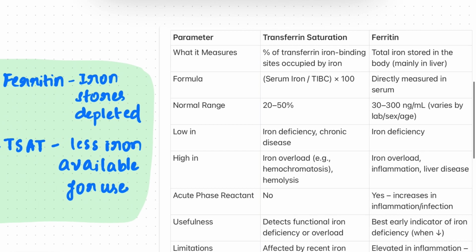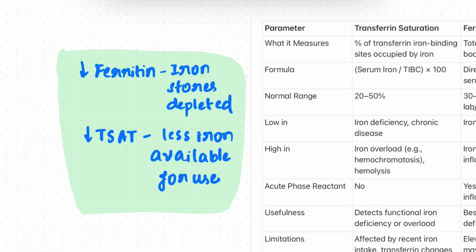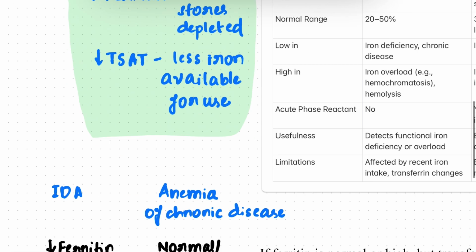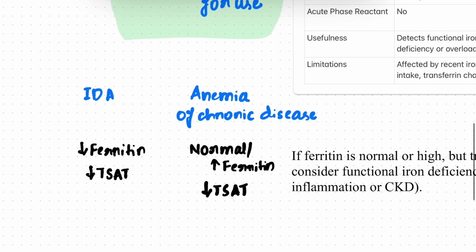So why do we need to know this? Whenever there is a decrease in ferritin, iron stores are depleted in the body. Whenever there is a decrease in transferrin saturation, there is less iron available for use. So transferrin saturation is more of a functional measure, and ferritin is more of a storage measure.